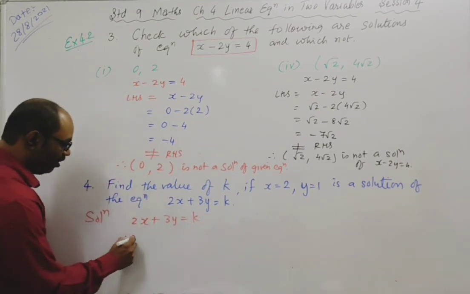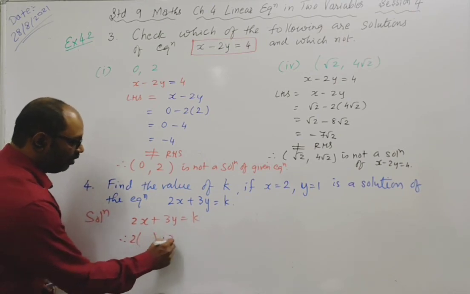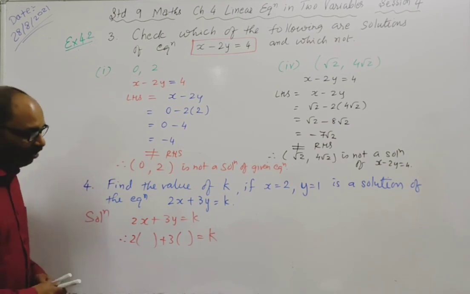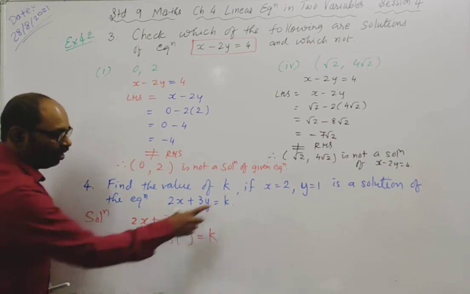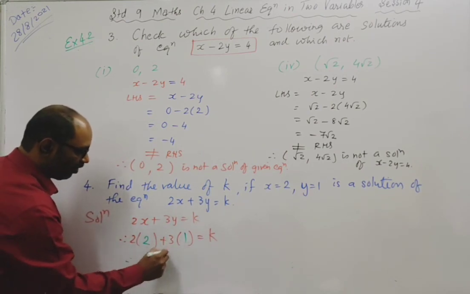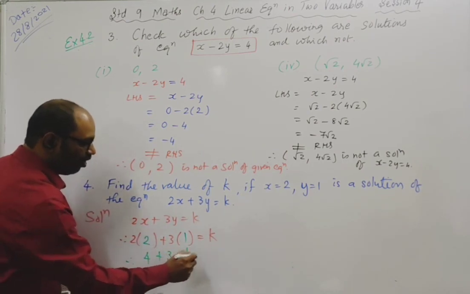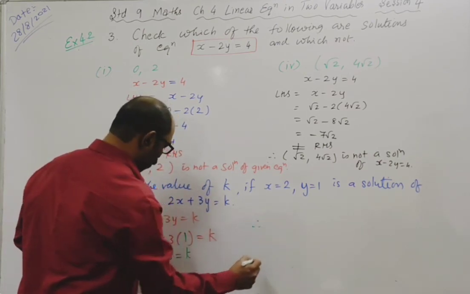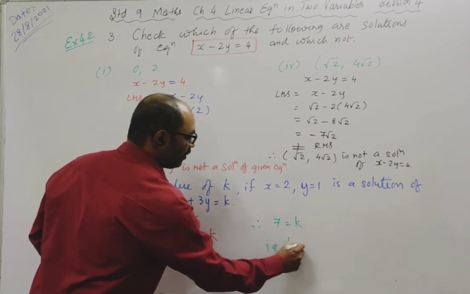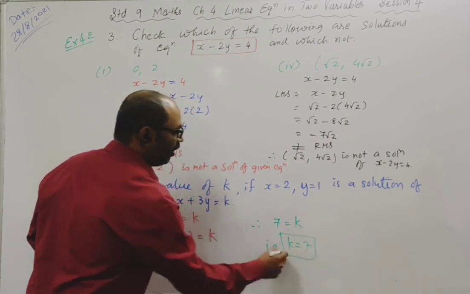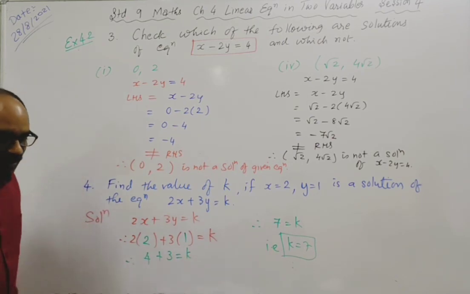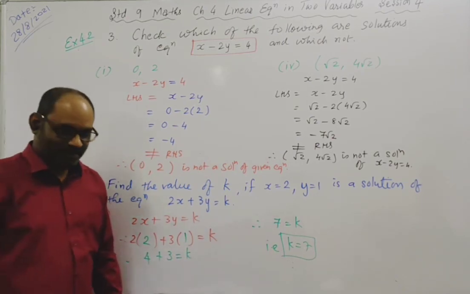चलिए put the value. Therefore 2 times x plus 3 times y is equal to k. But now you know x equal to 2 and y is equal to 1. 2 2s are 4 plus 3 1s are 3 is equal to k. Therefore 4 plus 3 7 is equal to k, i.e. k is equal to 7. That is the value of k. The value of k is 7. Is that clear, children? Yes.